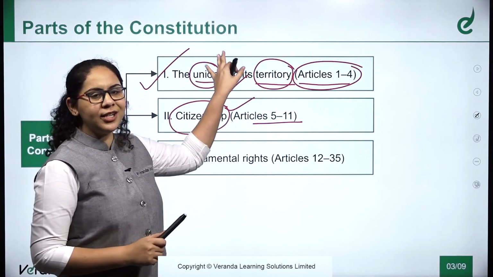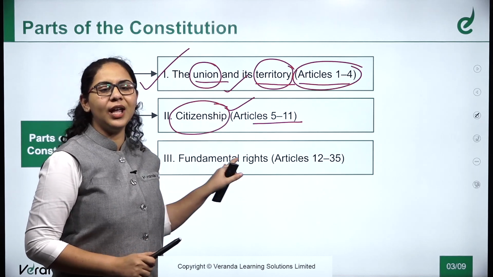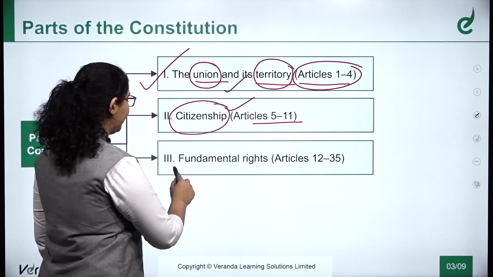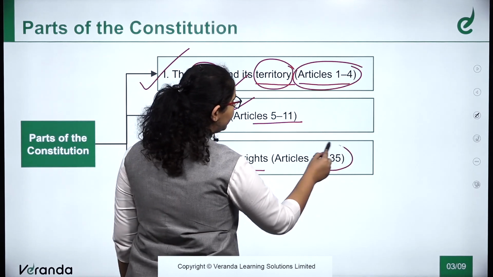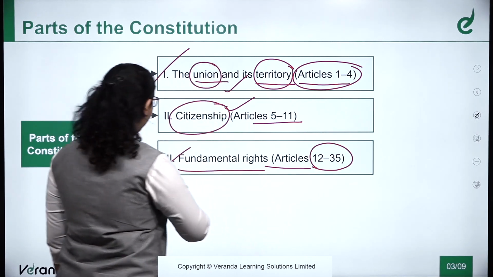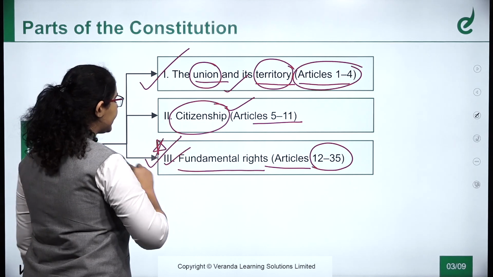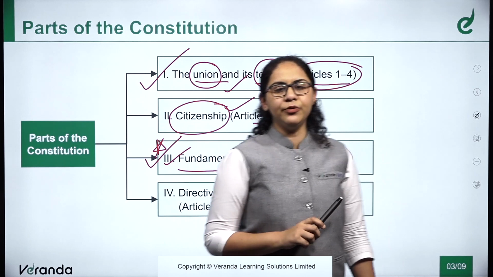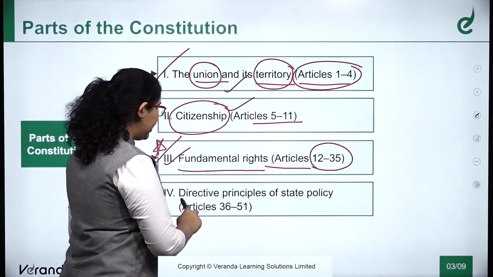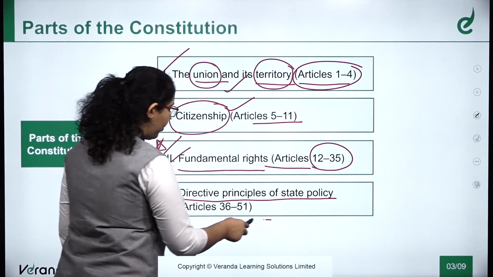Okay, we have the territory, we have the citizens, but what all are the rights of a citizen? Part 3, Article 12 to 35, fundamental rights, very, very important. We will be discussing these rights in detail in our upcoming lectures. Then Part 4 discusses directive principles of state policy.